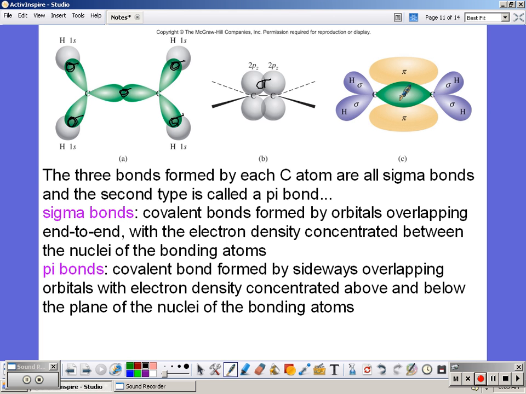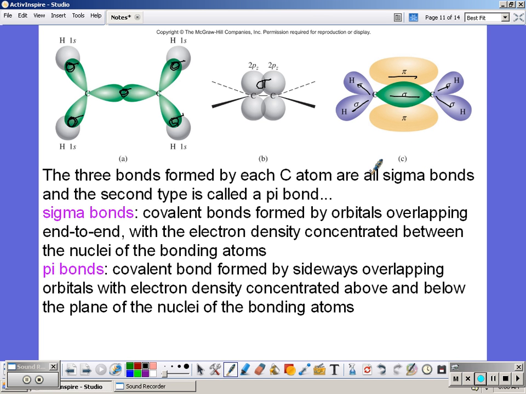We do draw the pi bond on top and below because we're not sure where exactly that bond is occurring. Some people say that it flips back and forth between the 2 lobes of the 2p orbital. So you have a double bond there, and then you have single bonds to the hydrogens. So in C2H4, we have a total of 5 sigmas and 1 pi bond.